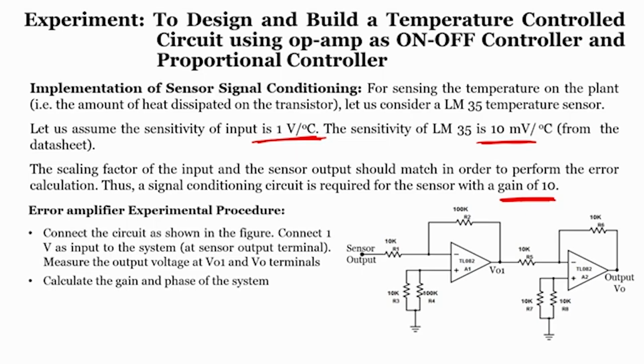Now, for the error amplifier procedure, we will connect the circuit as shown in this figure. Connect 1 volt as an input to the system, that is at the sensor output here 1 volt, and measure the output at VO1 here and VO, and then calculate the gain and phase of the system.